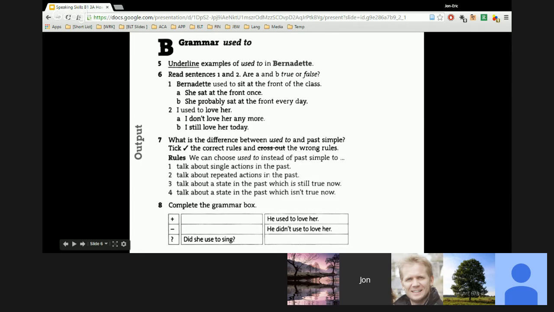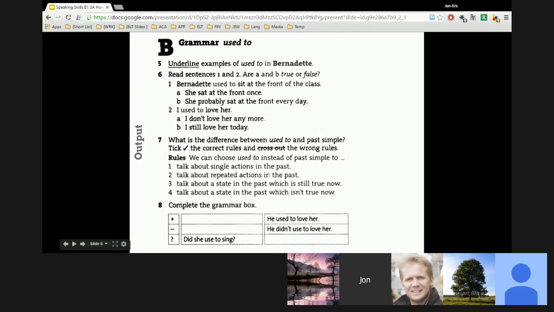There's a little grammar box at the bottom to talk about the form. He used to love her, right? We've got the positive, we've got the negative, he didn't used to love her. Then we've got a question: Did she used to sing? I want you to put the sentence you see visible in the box on the left to fill in all the spaces on the left, and the sentence you see on the right has got to fill in all the spaces on the right. Well, there's only one space on the right.